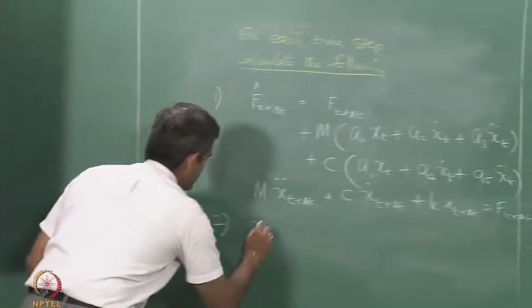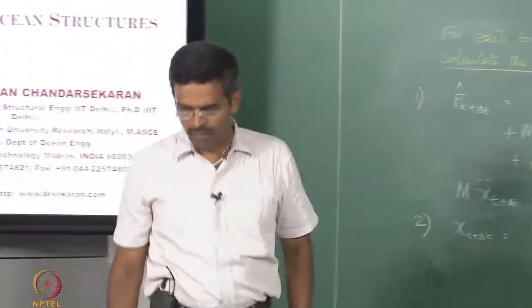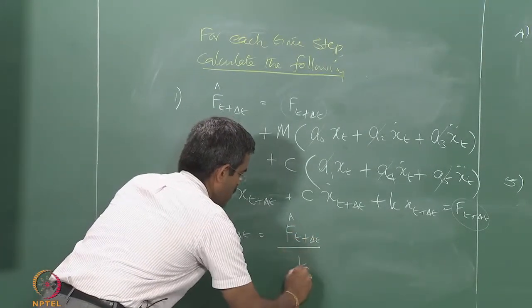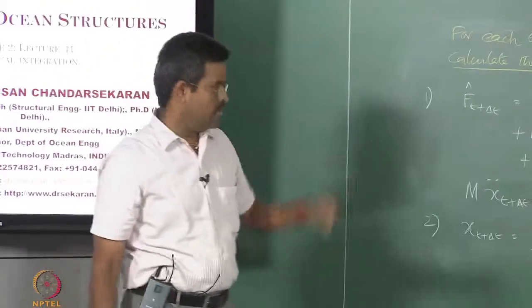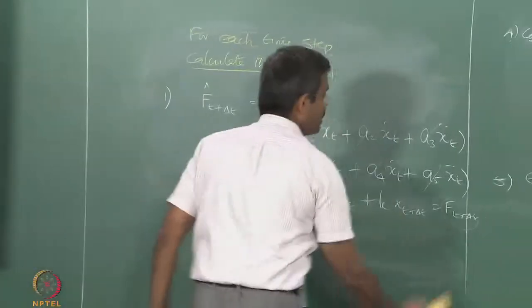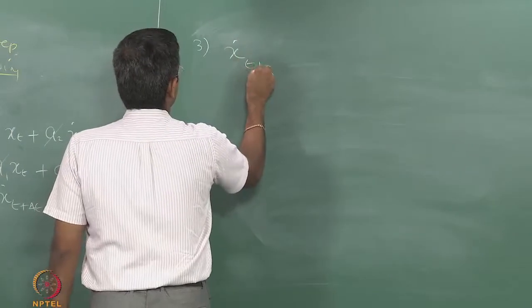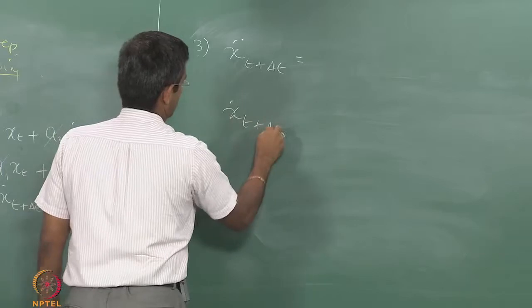So, x of t plus delta t, which I wanted now in the new time step, will be given by f hat of t plus delta t by k hat, which I know from equation 5 or from step number 5. Then the third will be x double dot and x dot.